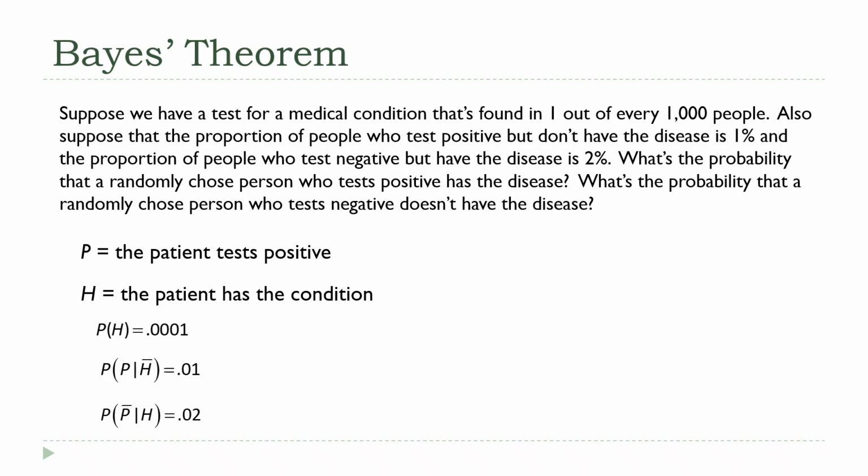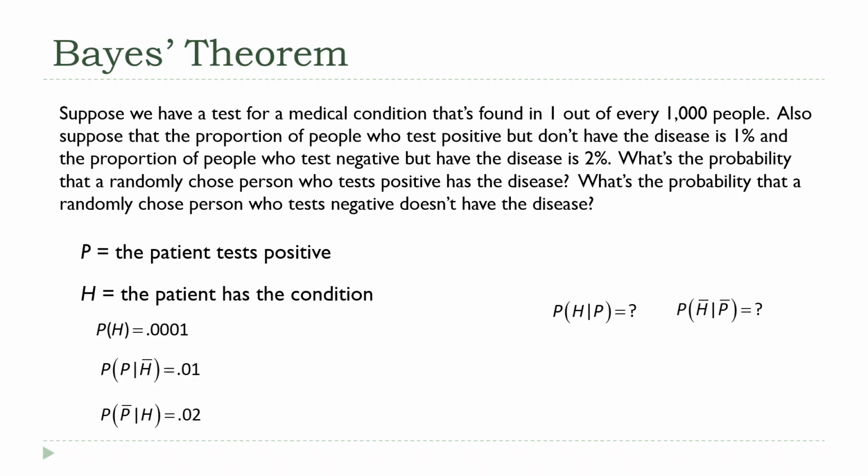Okay, so what are we actually trying to find? What's the question asking for? Well, the first part is asking for the probability that the patient has the disease given that they tested positive. So that's H given P. And for the second part, we know the test result was negative, and we want to know the probability that they don't have the disease. So that's H bar given P bar.